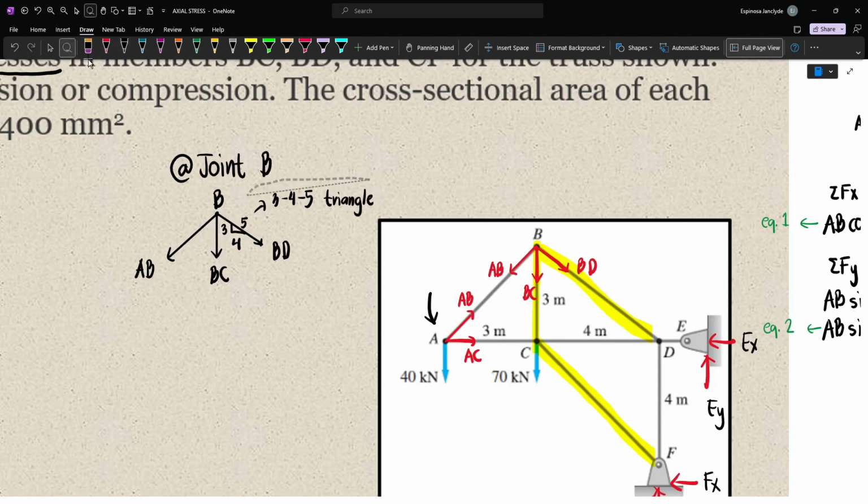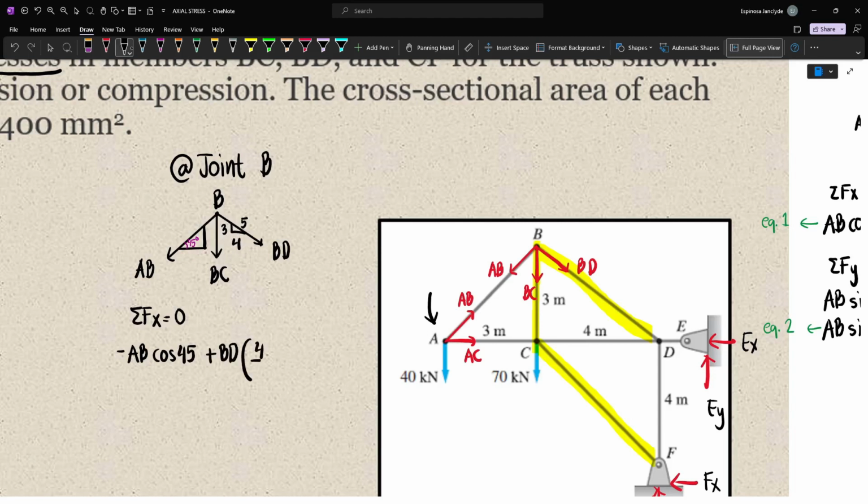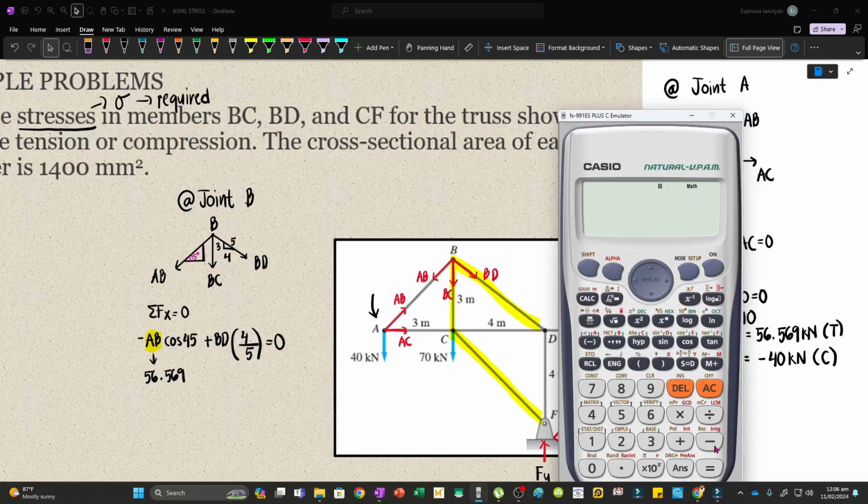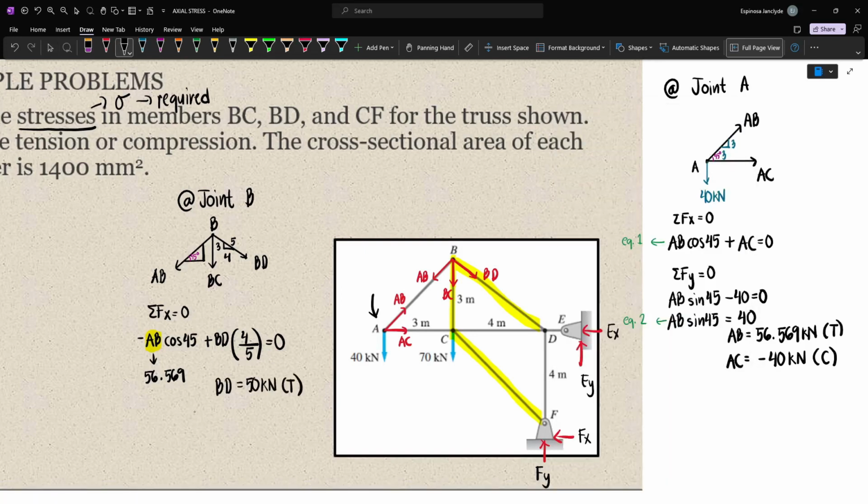Given that the analysis of trusses was already discussed, we will just fast forward the solution. We'll just use our calculators to solve the equations simultaneously. Now, summing up forces along X, we have minus AB cos 45 plus BD times 4 over 5, and that's equal to 0. However, we know that AB is equal to 56.569, so we'll substitute that into our equation, and thus we can find BD, which is 50 kilonewtons, and tension, because our result is positive.